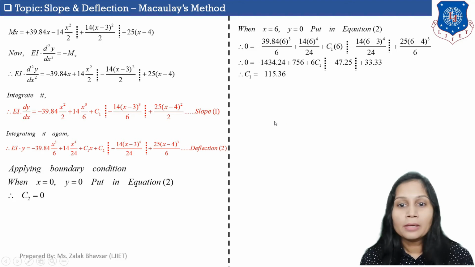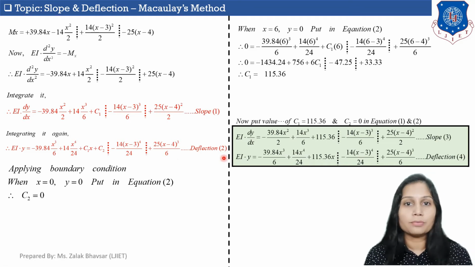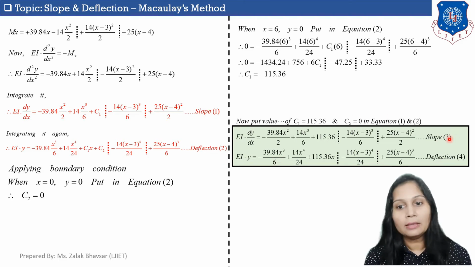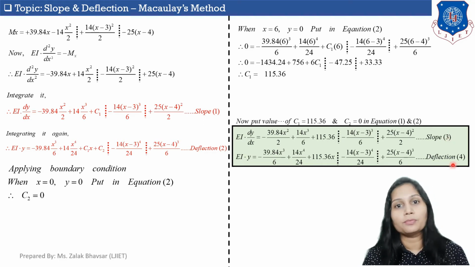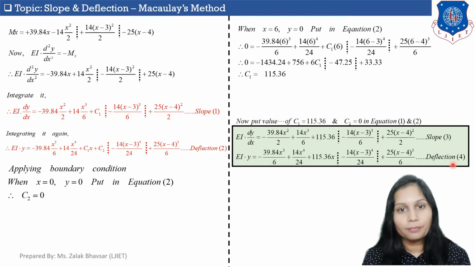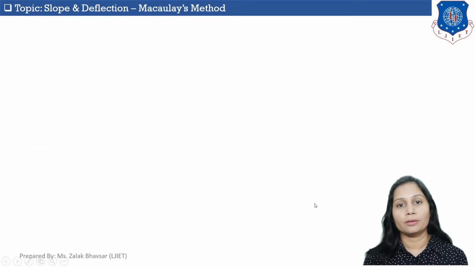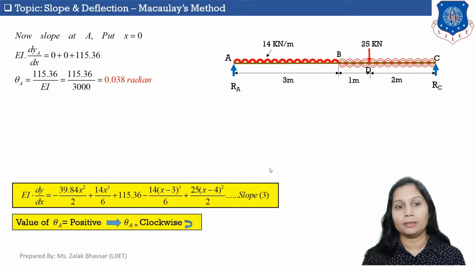115.36. Now let's put the values of C1 and C2 in equation 1, which is for slope, and equation 2, which is for deflection. Then these are the final equation 3 that will be used for calculation of slope, and equation 4 that will be used for calculation of deflection. So we are completed with step number 4. Now let's move to step number 5. In step number 5, first of all, we will calculate the slope at point A, and then we will calculate the deflection under point B.